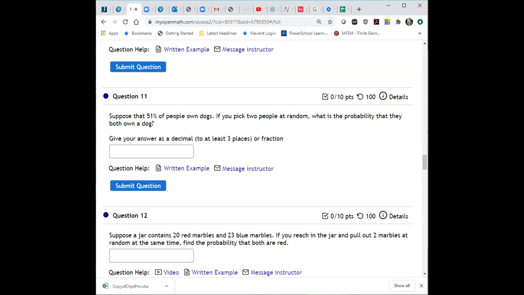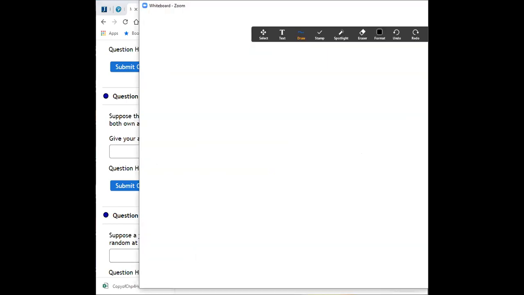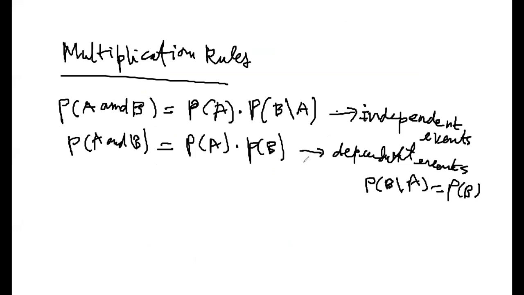Sorry, I think I made a mistake. Okay, let me go back to the whiteboard. I think I made a mistake here. This one should be an independent event, but this one is a dependent event. Sorry. So the first one is a dependent event. The second one is the independent event.